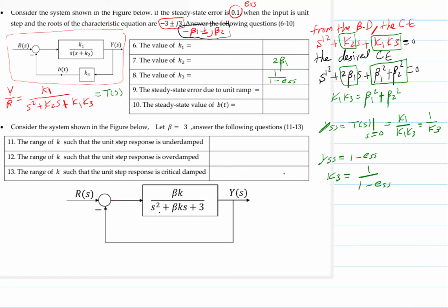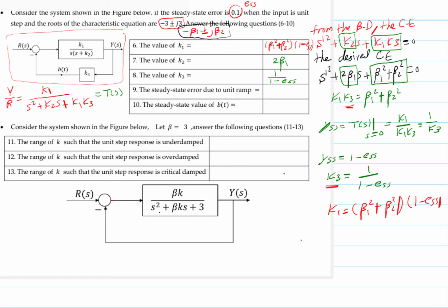So now we have k3, we can substitute it here, and we can find k1, which will equal beta 1 square plus beta 2 square multiplied by 1 minus e steady state.